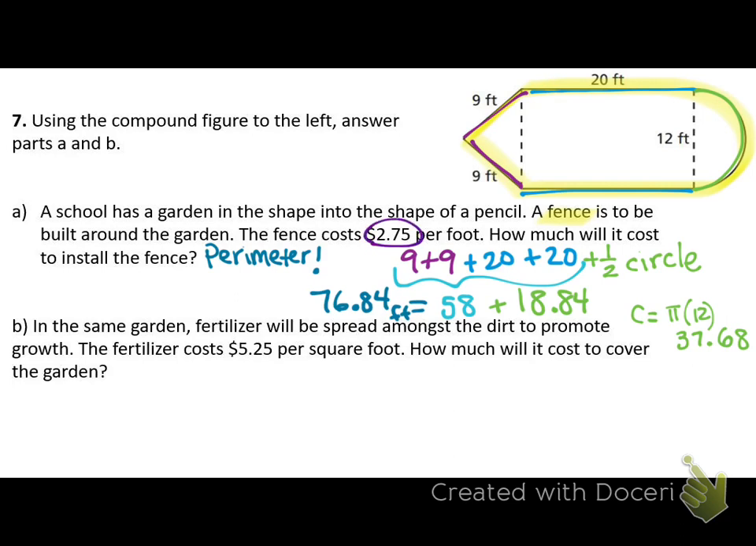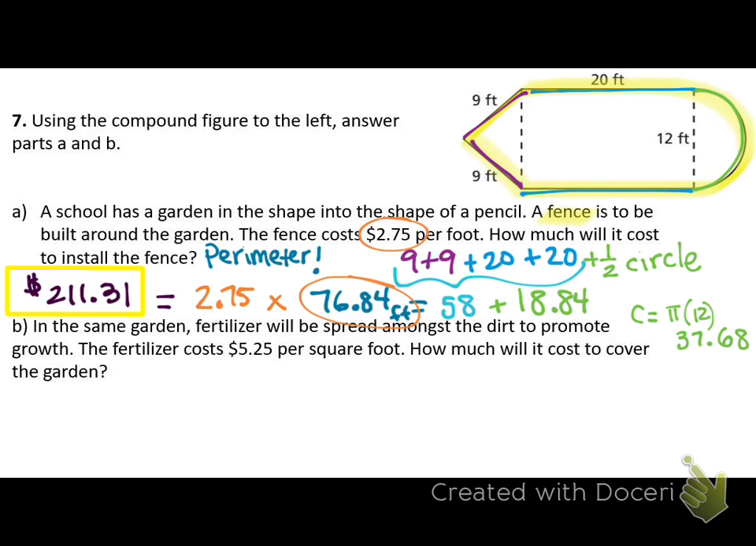So if it's $2.75 per foot, we have 76.84 feet. So we're going to end up multiplying these together. So times 2.75. So once we do that, we get $211.31. So we found the perimeter and then multiplied times $2.75 per foot.